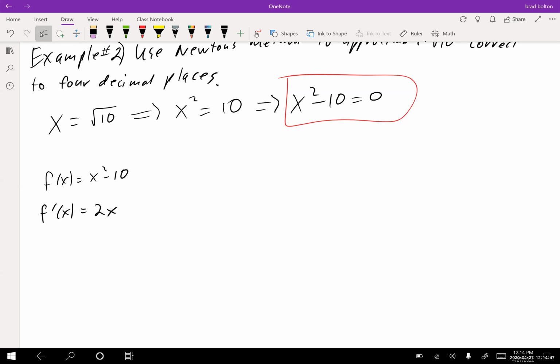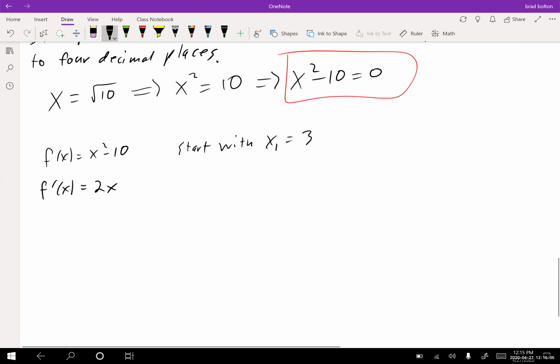Okay, and what do you think is a good place to start for the square root of 10? Well, the first square root that I know off the top of my head that's really close to the square root of 10 is the square root of 9, and the square root of 9 is 3. So I'm going to start with x sub 1 equals 3. I feel like that is a pretty good starting point.